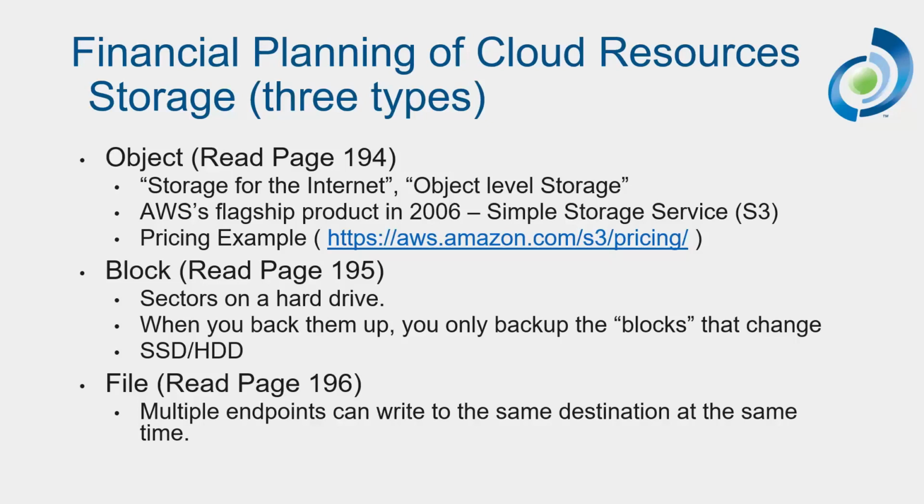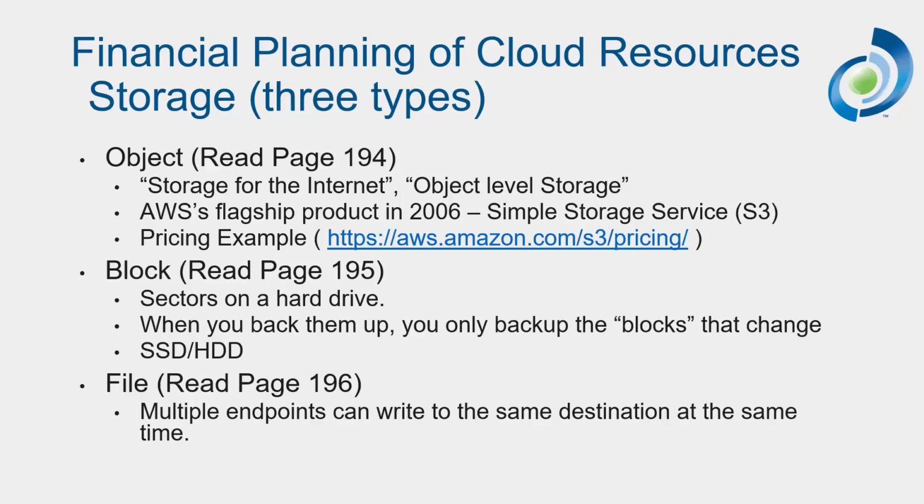Object. So object level storage, storage for the internet. This is AWS's flagship product in 2006. And you could say that this is what really started the cloud, when Amazon put Simple Storage Service, or S3, out there for purchase. Don't forget to go in there and play around. We've already done this once, so we're not going to do it here in the review, but you can go look at the different pricing models and you can see that storage is dirt cheap. But it's all the stuff that you put on top of that that makes your storage option more valuable.